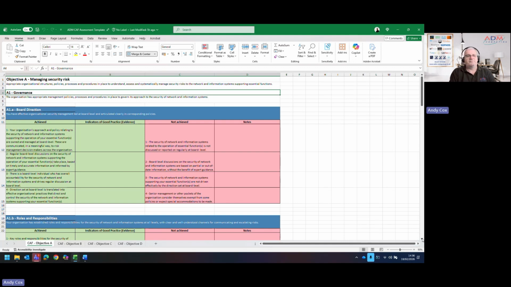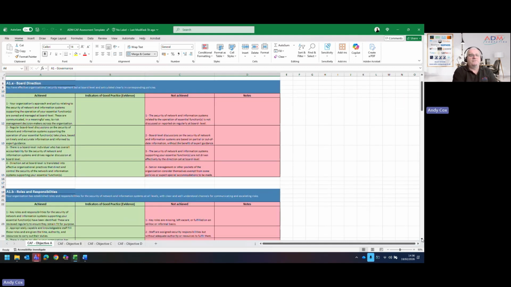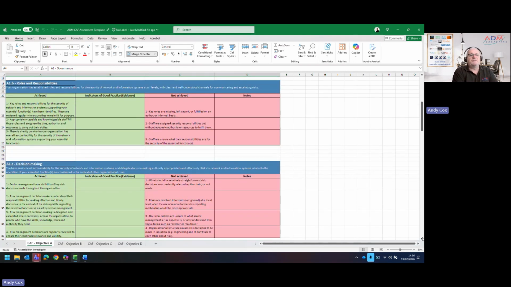Just going down through this very briefly. Yeah, so we've got board direction, roles and responsibilities. Who is responsible for the security of your network and information systems? Now, if I came in and we sat down and went through this, what I would be expecting is, okay, we get to this stage. Key roles and responsibilities for the security of network and information systems supporting your essential functions have been identified.